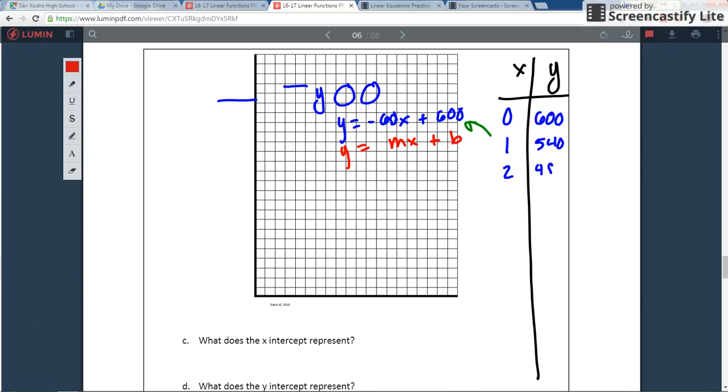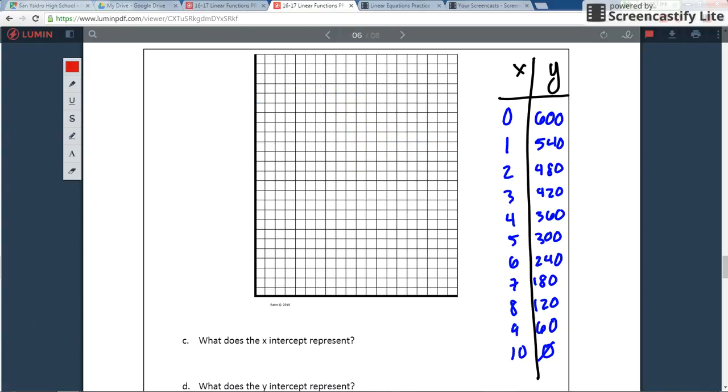We have 480, 420, 360, 300, 240, 180, 120, 60, and then 0. Which means that it would take them 10 hours to get to Vegas if they're going to go 600 miles going at 60 miles per hour. All right. So let's see. We have a y-intercept. We know that because the x is 0. We have an x-intercept. We know that because the y is 0.